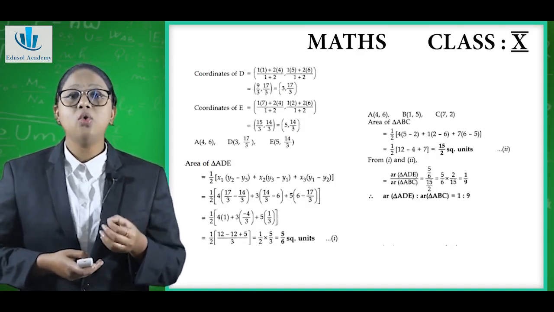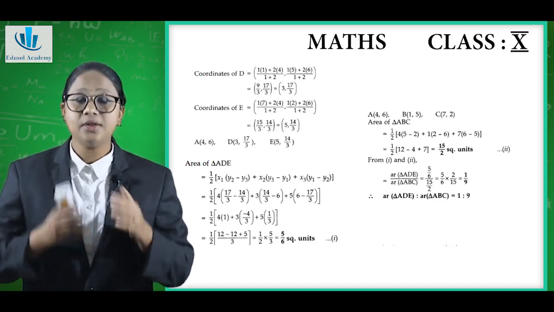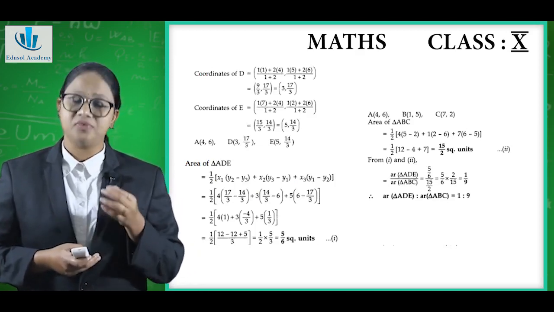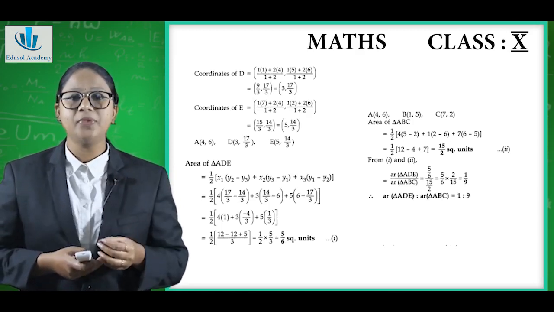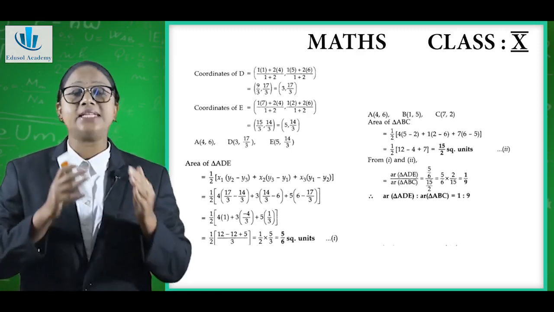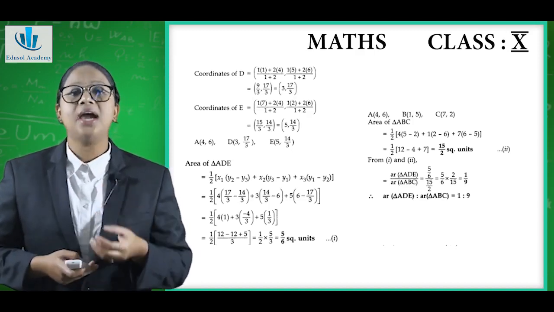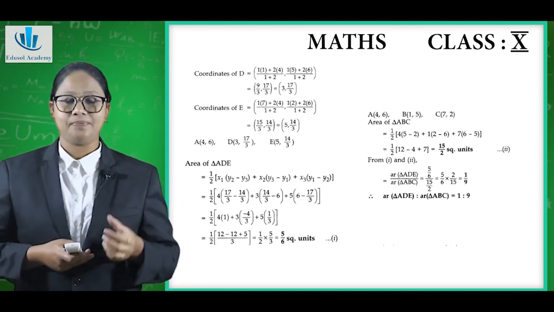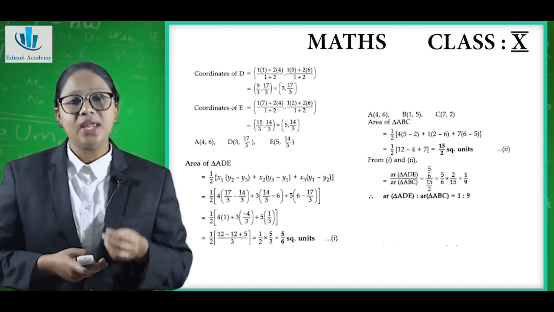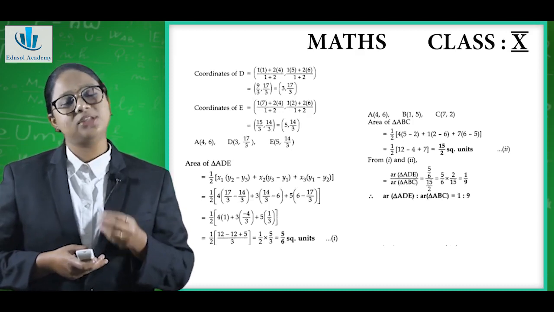Now that we know the m:n ratio in which D and E have divided the respective lines, we can use the section formula to find the coordinates of D and E. I hope my point is clear. We know that the ratio of sectioning of both sides AB and AC is 1:2. So applying the section formula, we got the coordinates of D as (3, 17/3) and the coordinates of E as (5, 14/3).